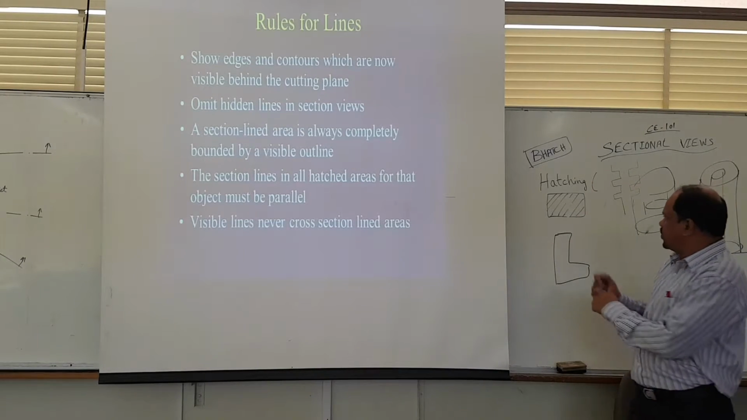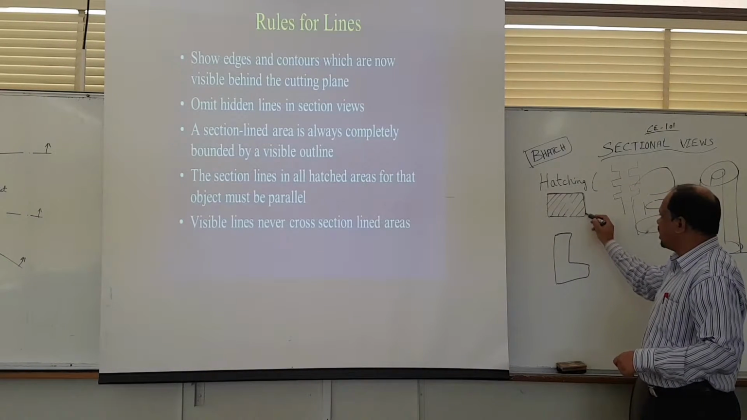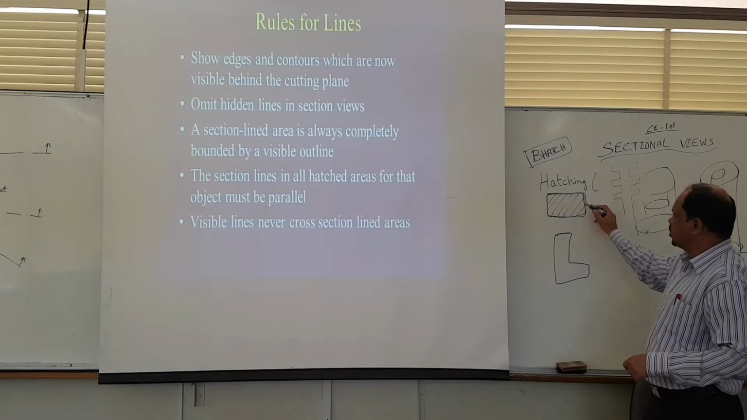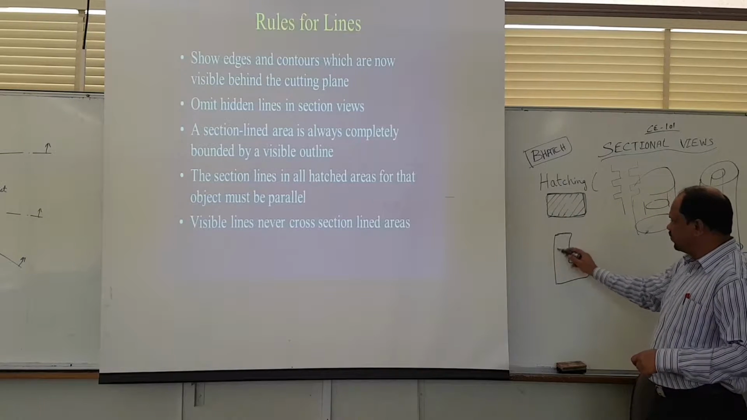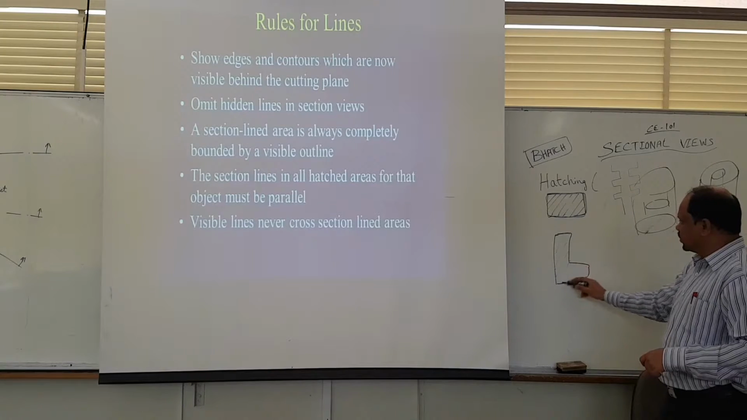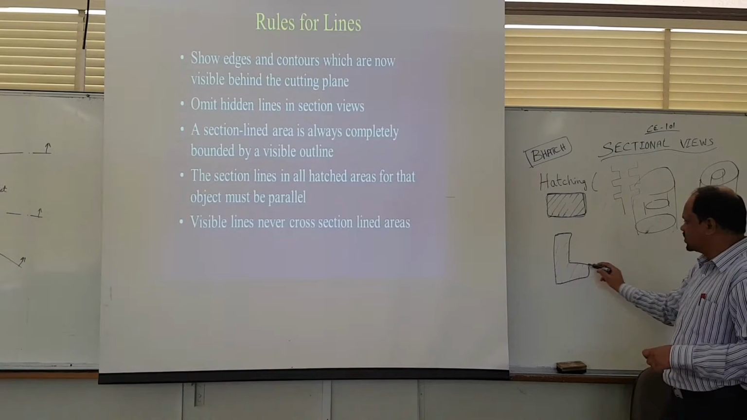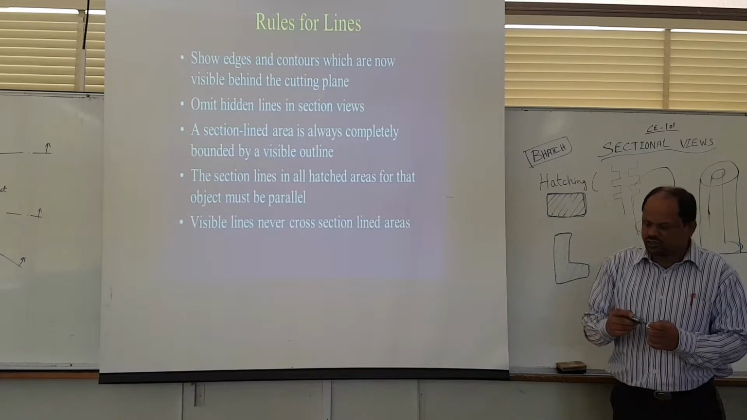What does it mean? If you are going to do sectioning for this area, all the boundary of it should be solid, visible line. Okay? If I am doing sectioning here, all this will be. You cannot have one of the sides as a hidden line. All the boundary should be solid.